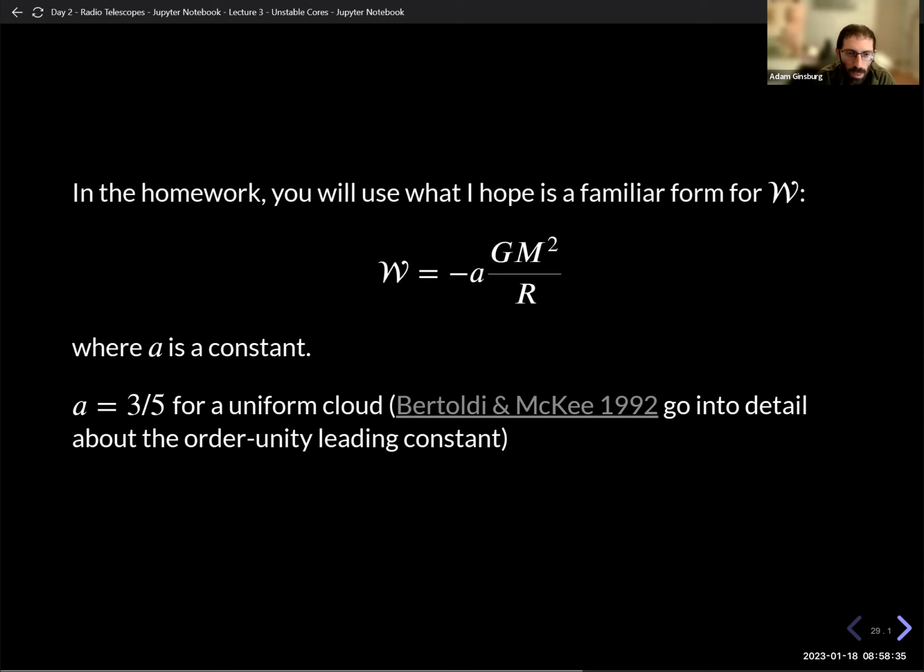Okay. In the homework, you're going to use this form for W, for the gravitational pressure term. And I hope this is somewhat familiar, that you should have seen this in classical mechanics. But basically, this W term is negative because it's pushing inward. There's some A here, which is just a constant, and as a constant, that's of order unity. In other words, in this case, it's 3/5 for a uniform cloud. And we're not going to worry about that number, basically. But if you want to learn more about that, here's the source you can go to. And then it's just Gm squared over R.